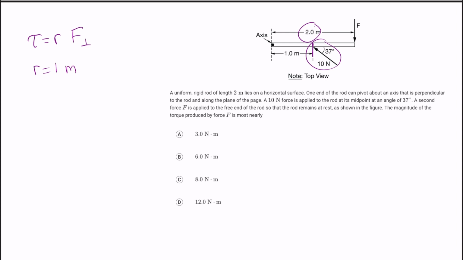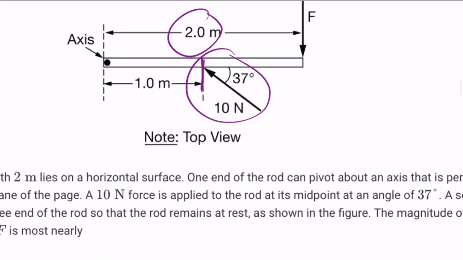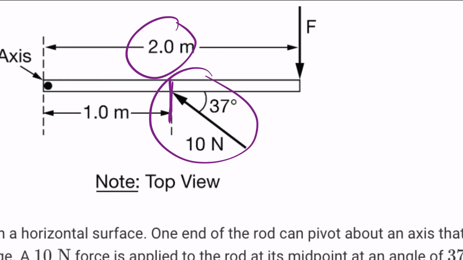All right, so force is a little bit trickier because this 10 Newton force isn't applied perpendicular to our lever arm, and only perpendicular forces actually generate torque. So let's zoom in here. We need to find the component of this 10 Newton force that is actually perpendicular to our lever arm. All right, so we need this force. We do know the angle that this force makes with the lever arm.